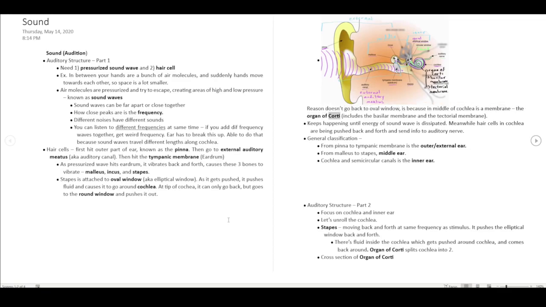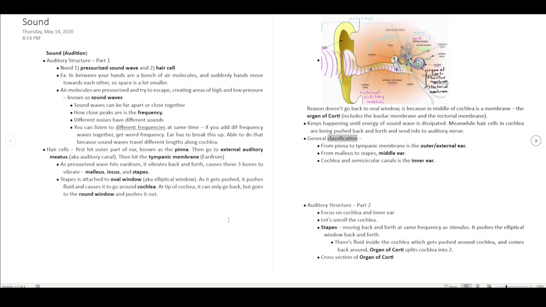The organ of Corti includes the basilar membrane and the tectorial membrane. This keeps happening until the energy of the sound wave is dissipated. Meanwhile, hair cells in the cochlea are being pushed back and forth and send info to the auditory nerve.